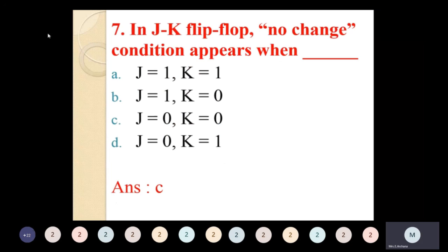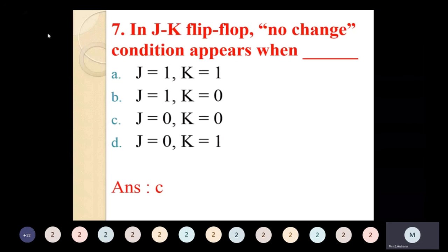J is equal to 0, K is equal to 0. When J and K inputs are 0, I get no change. When my J and K inputs are 0, 1, I will get reset condition. When my J and K values are 1, 0, I will get set condition. When J and K values are 1, 1, I will get toggle condition.